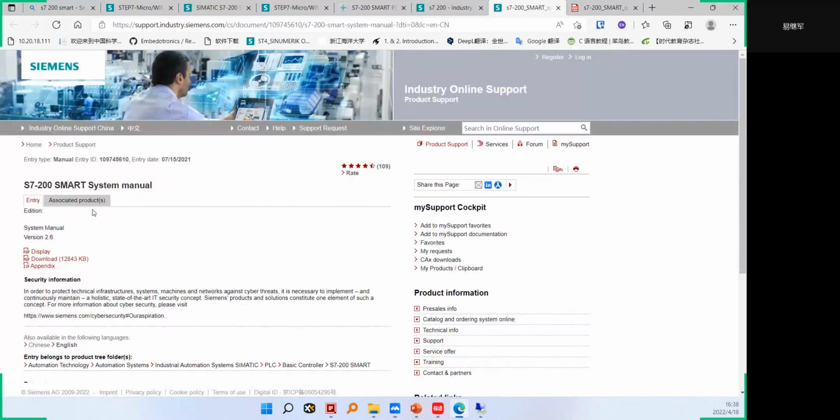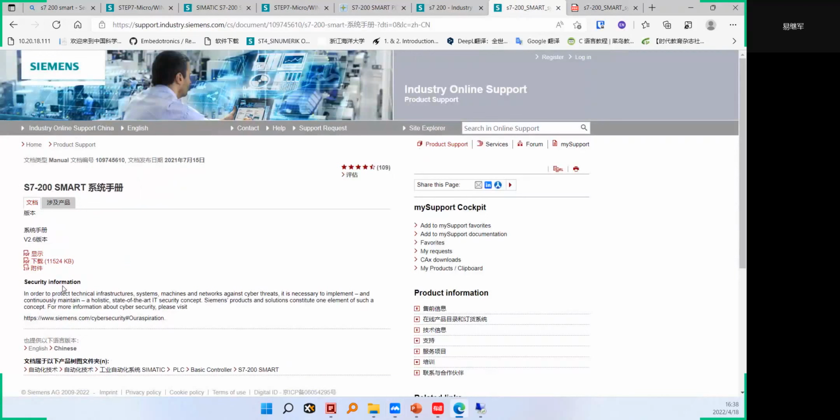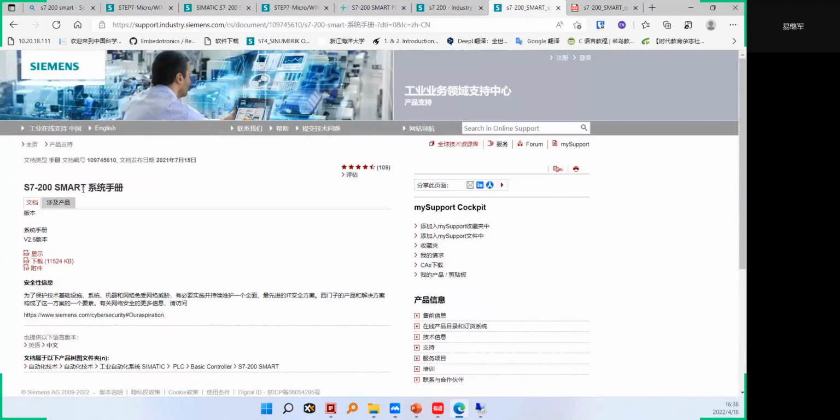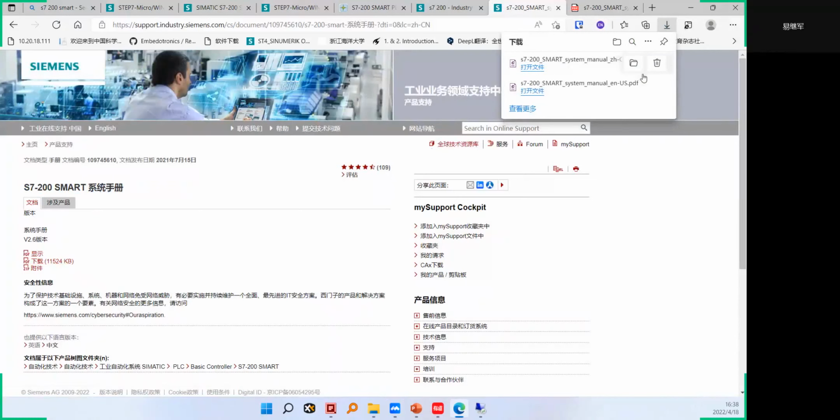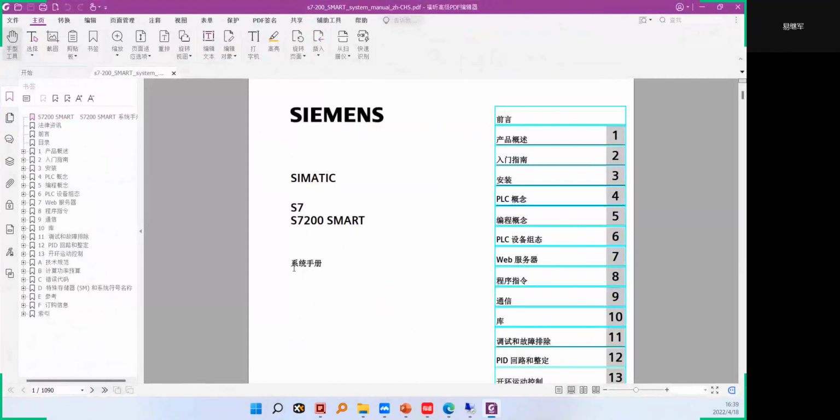Basically, we just wanted to choose the Chinese. If you can read some Chinese, you can read this menu. This is for Chinese. I'm not sure you can read the Chinese. System manual.